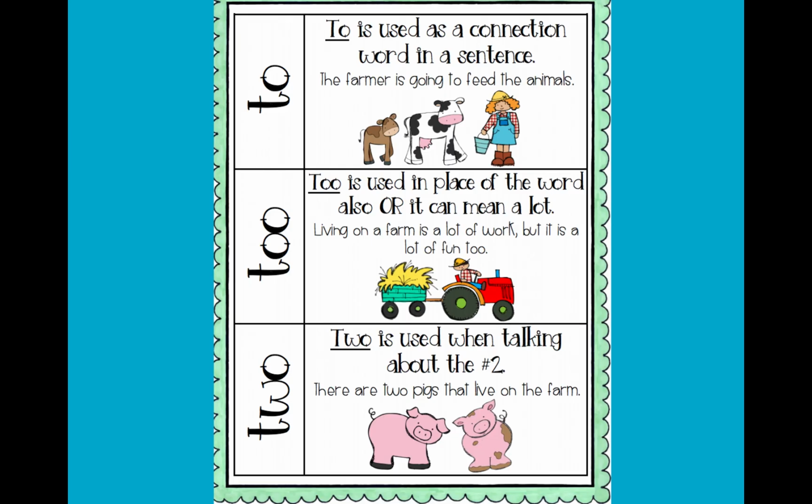To, too, and two. They sound the same. They all have different meanings. The first to is a connecting word. The farmer is going to feed the animals. You use it when you connect words in a sentence, and it has 1 O.